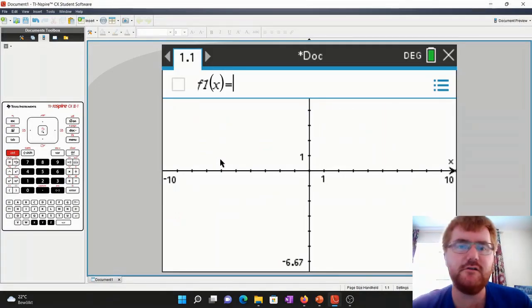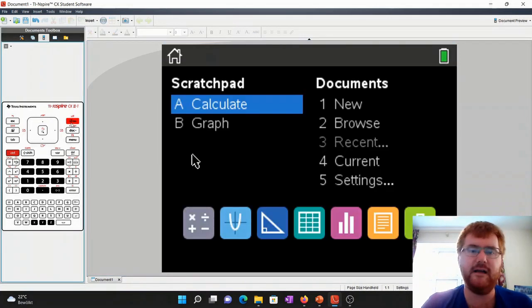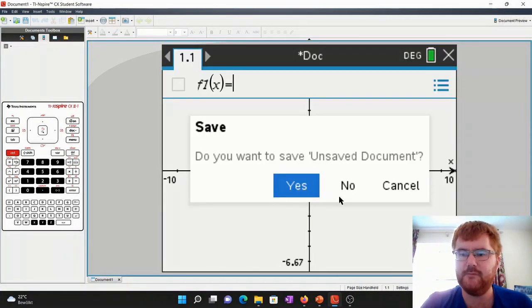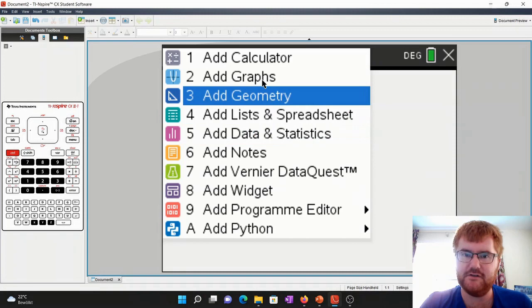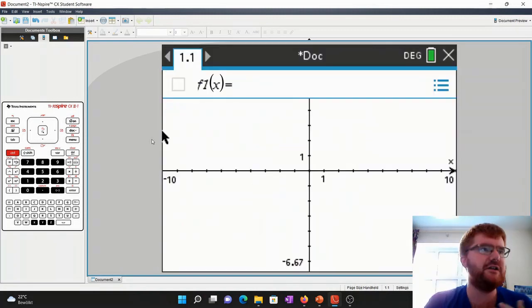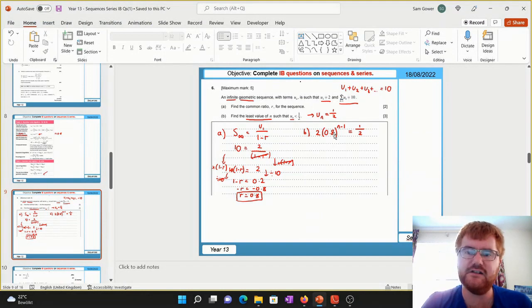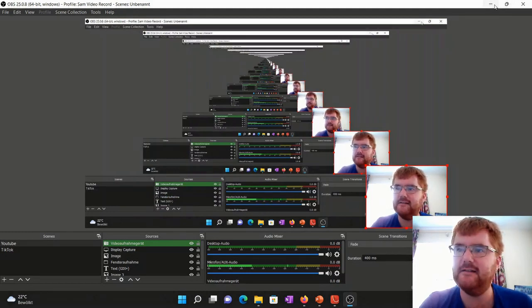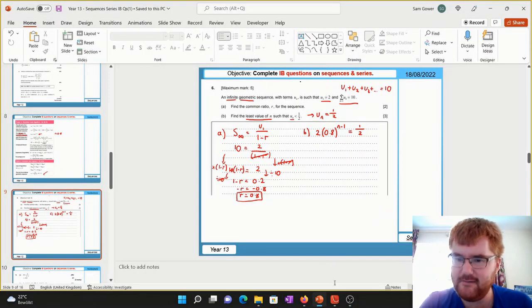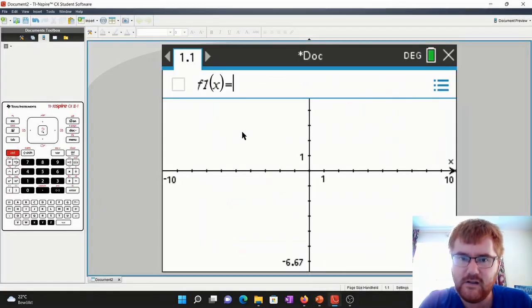Okay, so I've got the graph function open here. To do this, you go to the home page and we want a new document and we want to go to add graphs. The way I generally approach these questions is if I go back to the question, I'm going to type in the left-hand side of the equation first of all. So I'm going to type in 2 open bracket 0.8 to the power of n minus 1. I'm just going to type that in.